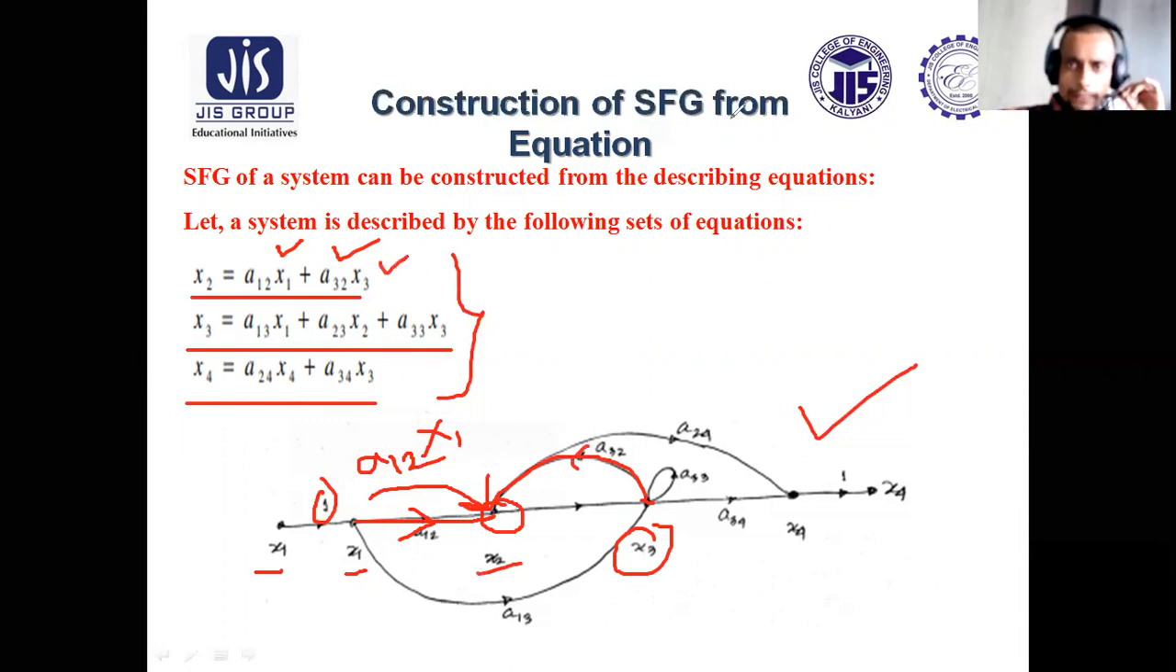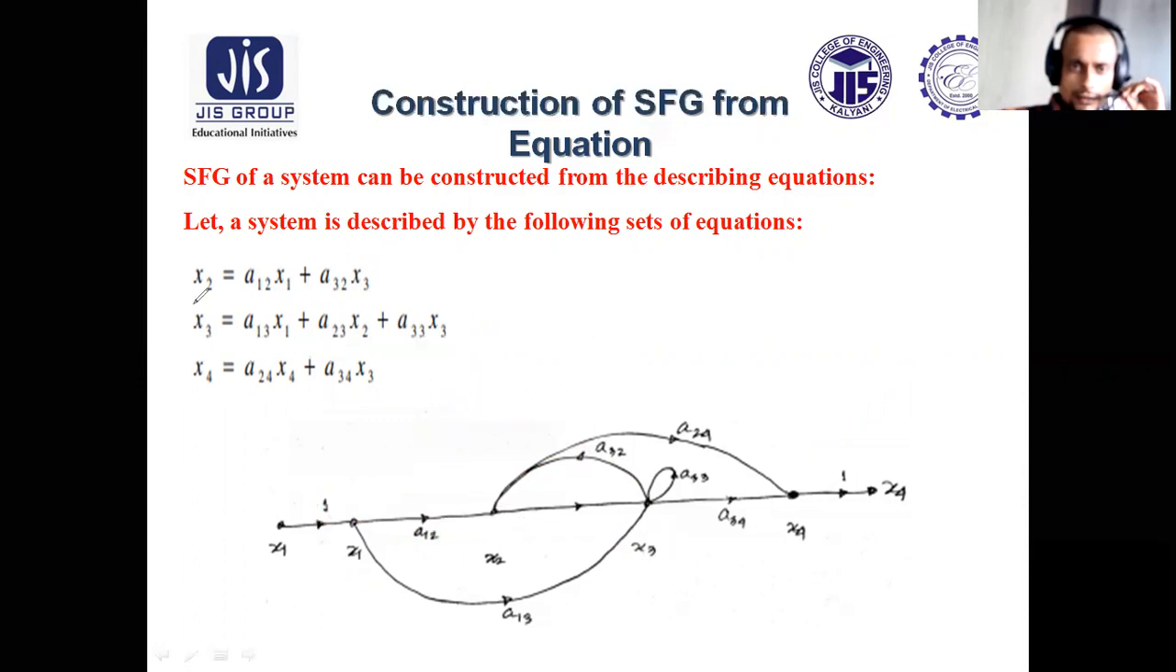So first see here, x2 is addition of this signal and this signal. So x2 should be addition of this signal A12 multiplied by x1 and A32 multiplied by x3. So x3 multiplied by A32. This equation is validated.